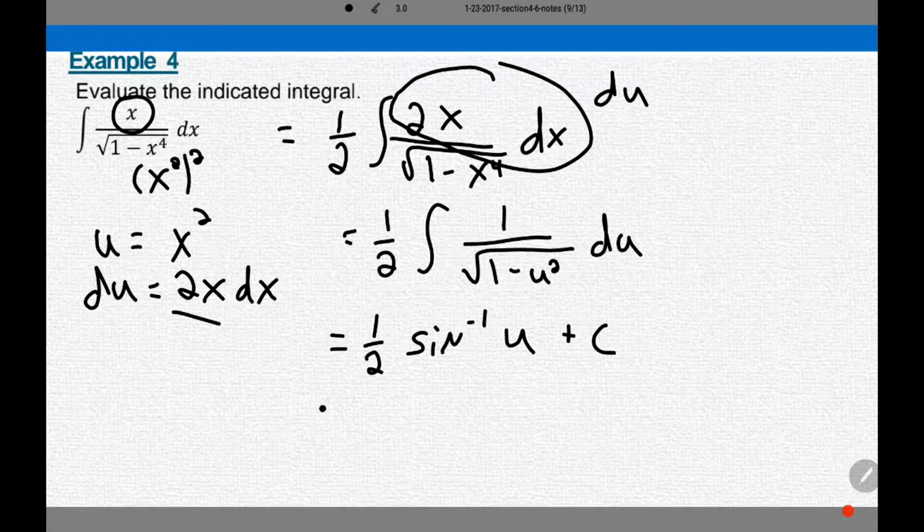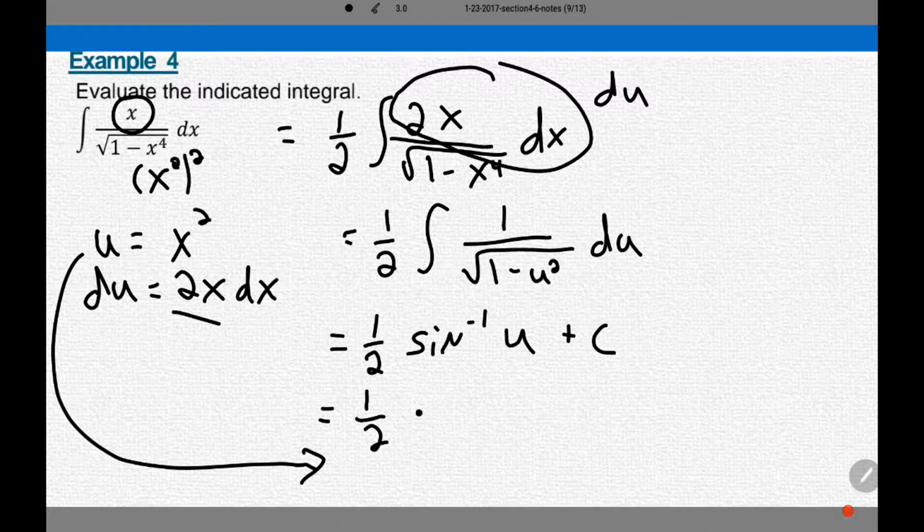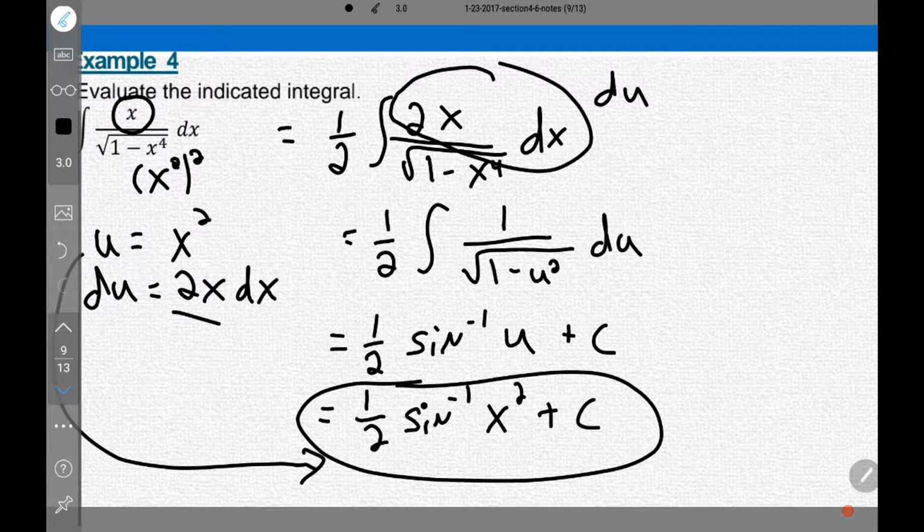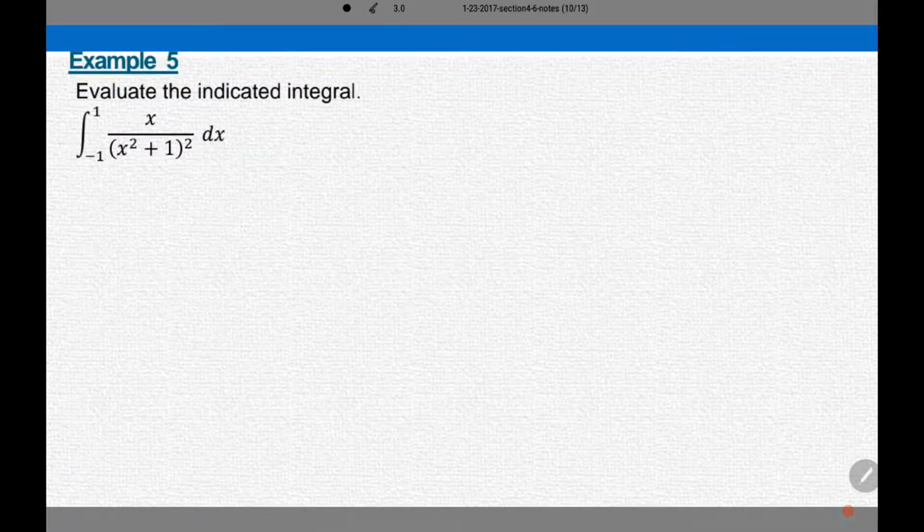And then I just got to plug in and substitute this back in. Alright, so that gives me the inverse sine of x squared plus c, and that's my final answer. So again, the key here is picking the right thing to substitute, and that just will come with some practice.